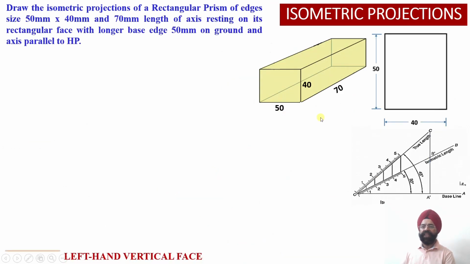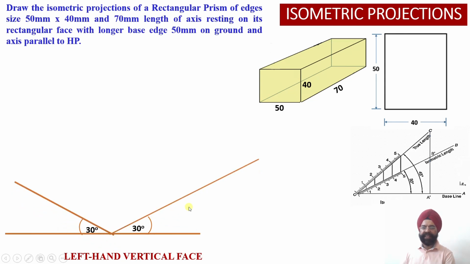So the second orientation is left facing. So in the left facing, which planes are we going to use? We are going to use the x-axis and the y-axis. So on the xy plane, the basic shape of this rectangular face of this particular prism will be located, right? So we have drawn the ground horizontal line, x-axis and z-axis we have drawn at an angle of 30 degrees.